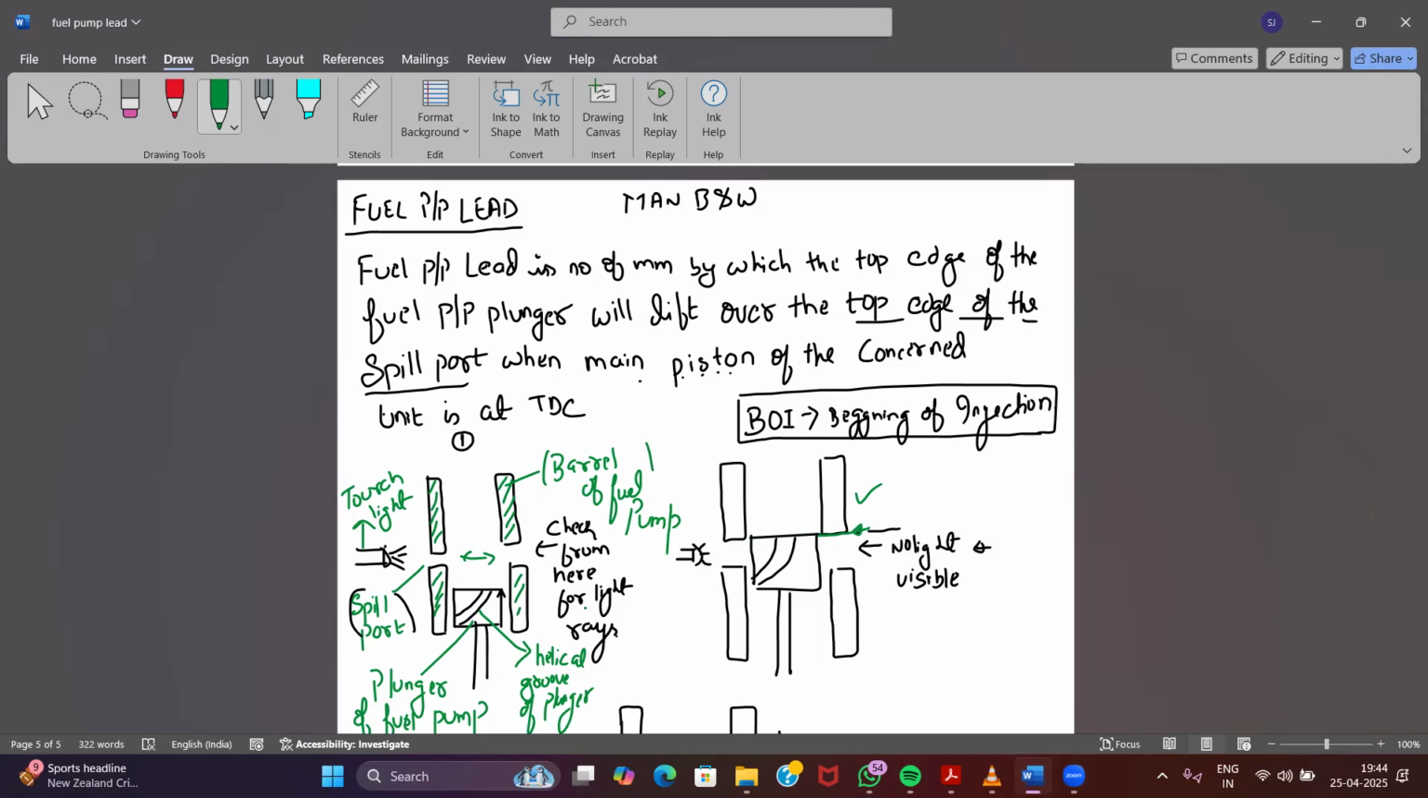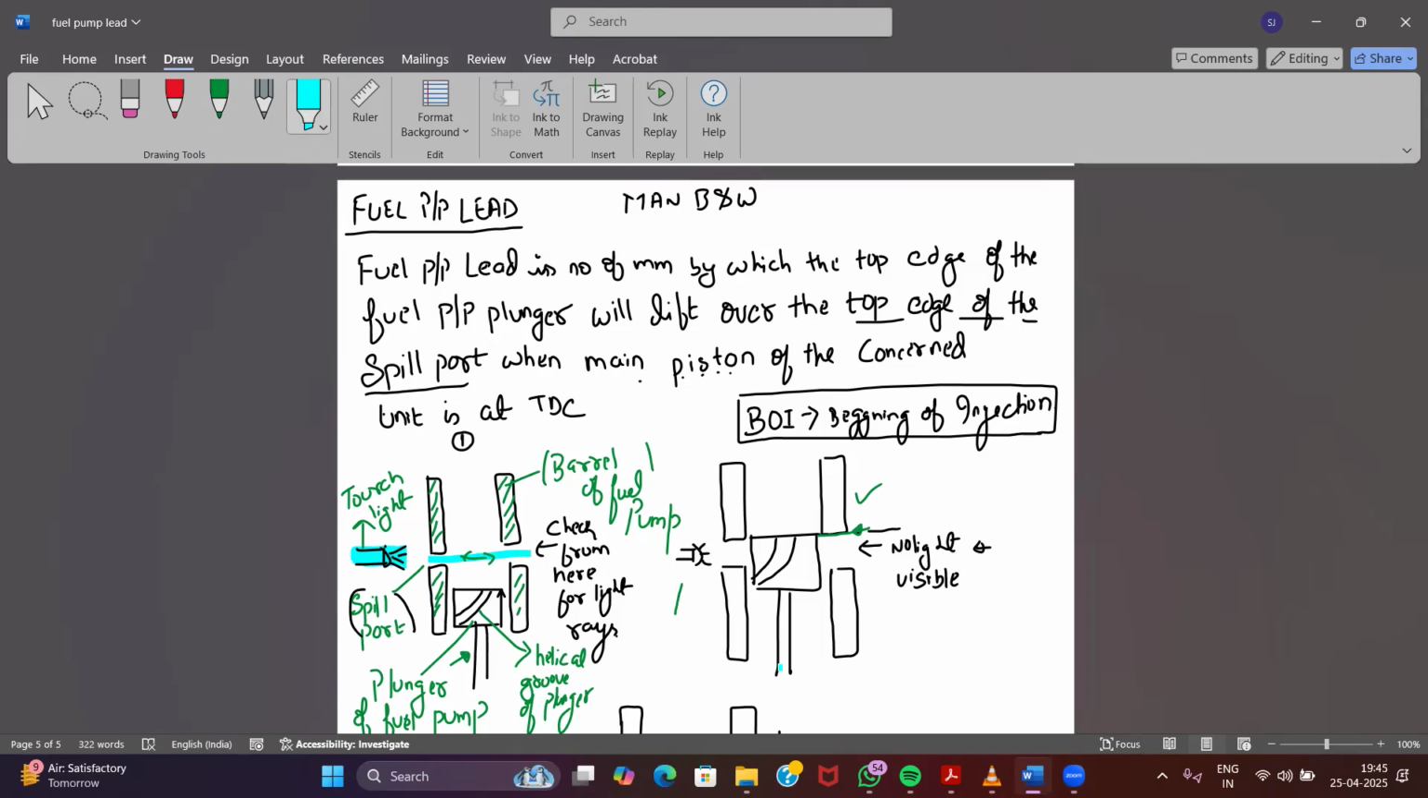What we will do is bring the main engine unit piston to the BDC. Okay, at that time my plunger will also be at BDC as compared to my main engine unit piston. Both will be at BDC position. Now I will start turning my engine, and I have to keep a torch light so that I can find out when the beginning of injection comes. What I will do is remove the erosion plugs from both sides.